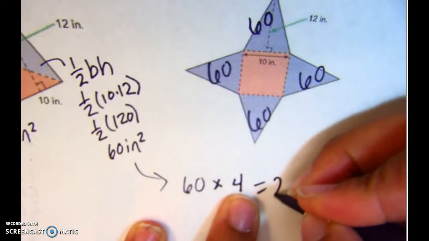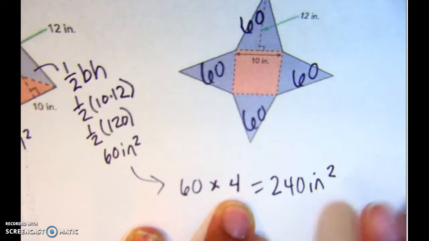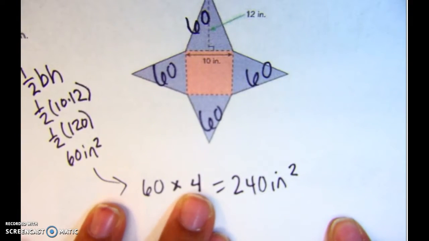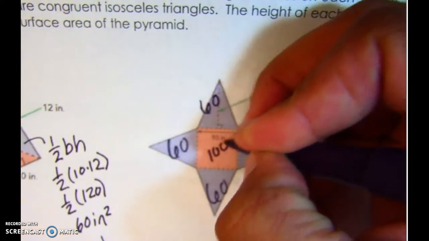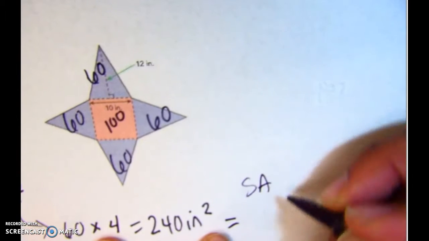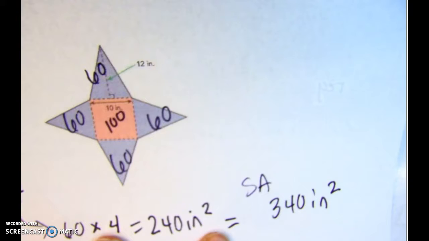Either way, I'm going to get 240 inches squared, and I have to add that, the sum of those areas, to the area of the base, which is 100. So altogether, the total surface area is going to be 340 inches squared.